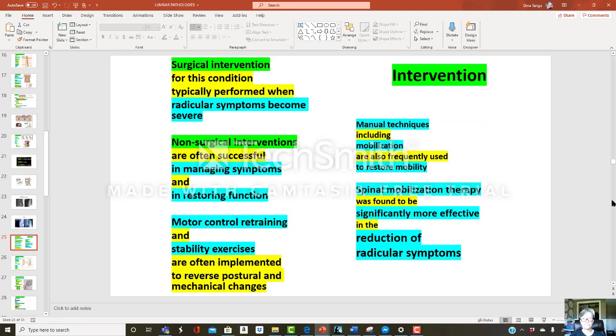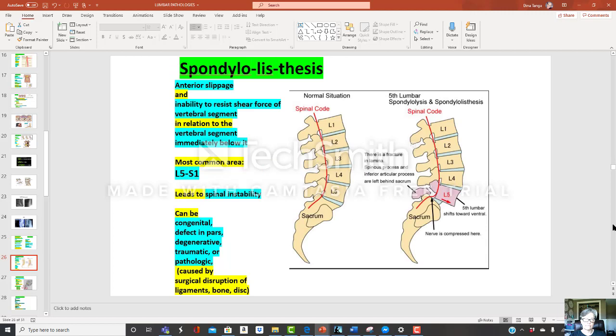Another MRI. Surgical intervention for this condition can be performed when radicular symptoms become severe. Non-surgical interventions are often successful in managing symptoms and restoring function. Motor control retraining and stability exercises are often implemented to reverse postural and mechanical changes. Manual techniques, including mobilization, are also frequently used to restore mobility. Spinal mobilization therapy has been found to be significantly more effective in the reduction of radicular symptoms.